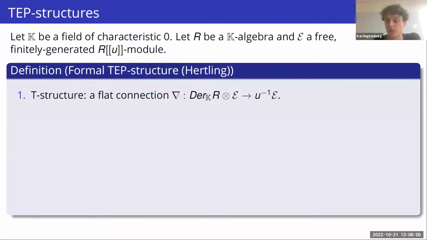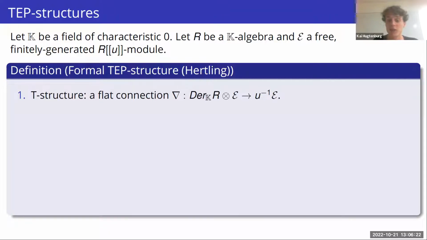And type structures were defined by Hertling, and we're going to consider formal type structures. The formal is that we were using power series in U, whereas Hertling actually talks about convergent power series. But for us, just a formal structure is enough. And what is a T structure?